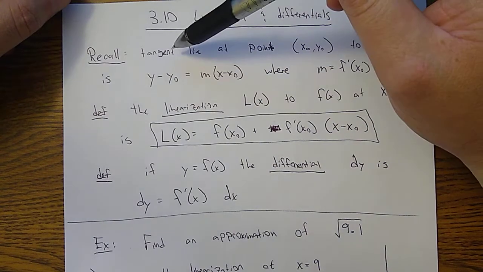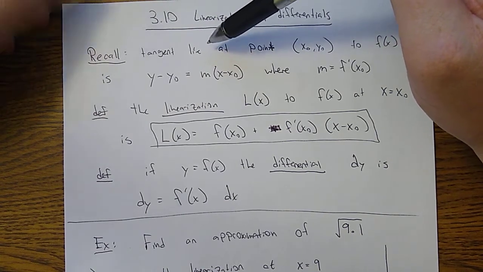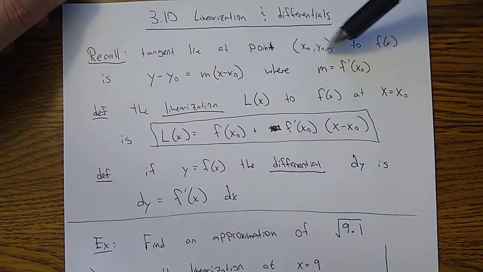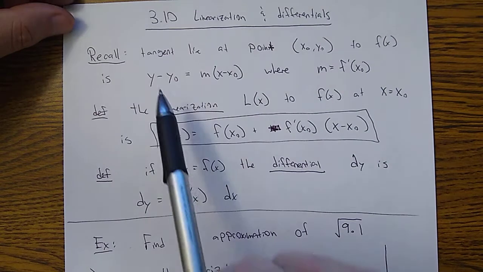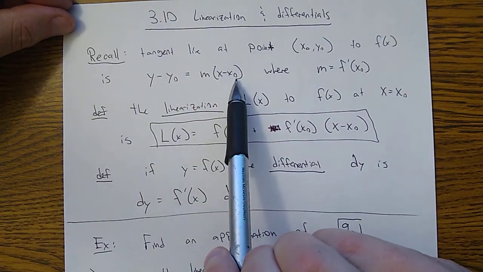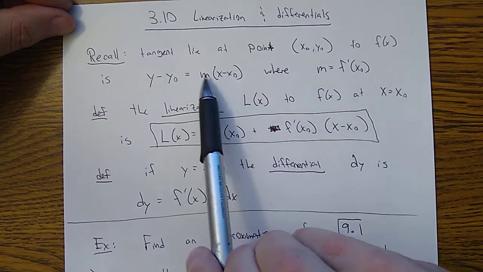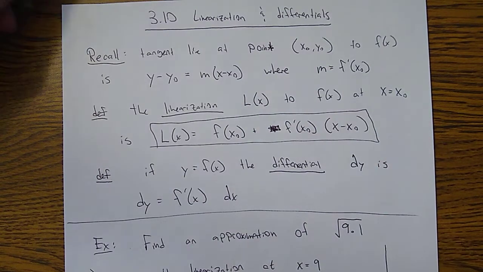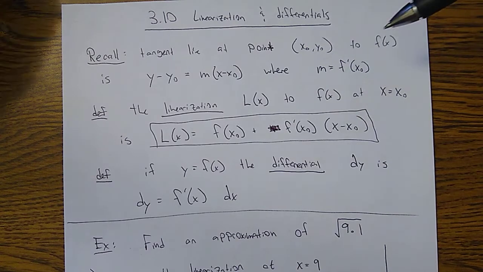So to recall, how do we do a tangent line? It's the line whose slope is the derivative. So the tangent line through a particular point to a particular function, here it is in point slope form. It goes through the point x naught, y naught, and the slope is the derivative taken at the appropriate point, which is the x coordinate, so it's f prime of x naught.